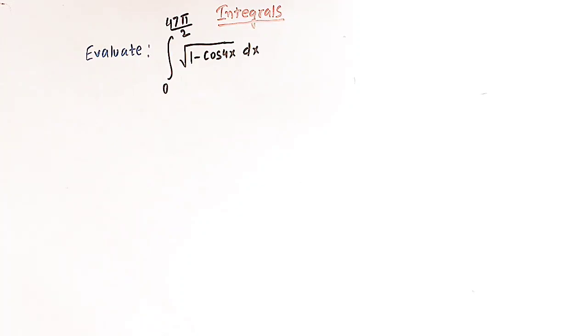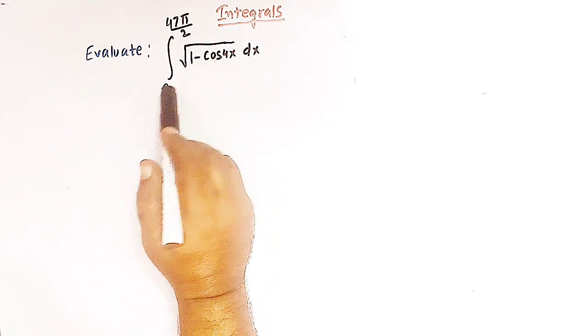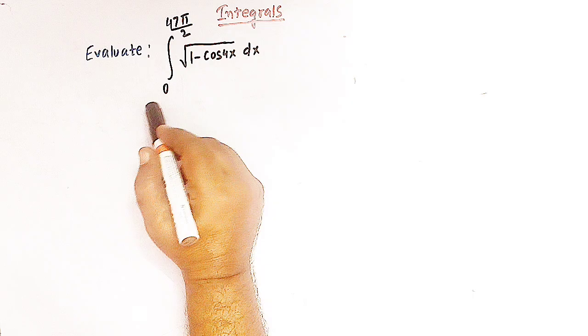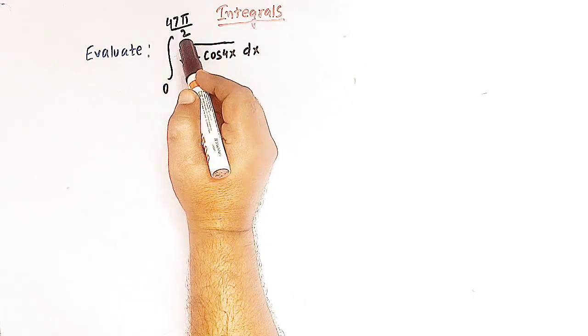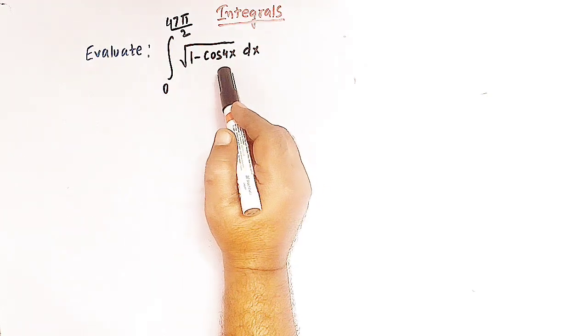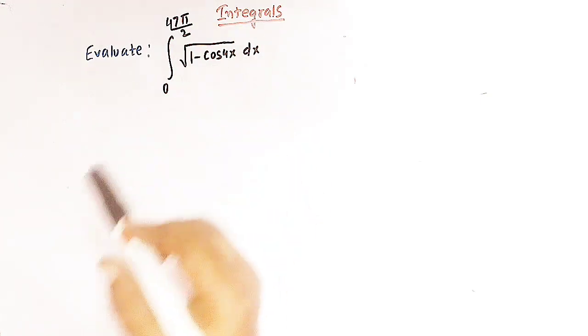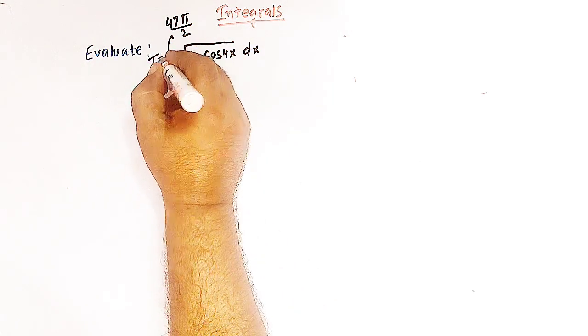Hello viewers, in today's session we are going to discuss another important and conceptual problem from definite integrals. We have to find the value of this important definite integral from 0 to 47 pi over 2, and the integrand is the square root of 1 minus cosine 4x, and here we have dx. So let us first call this integral as I.